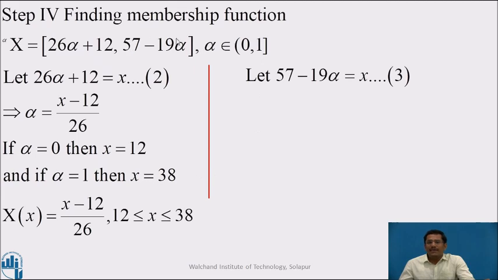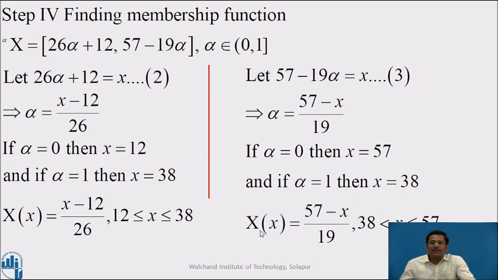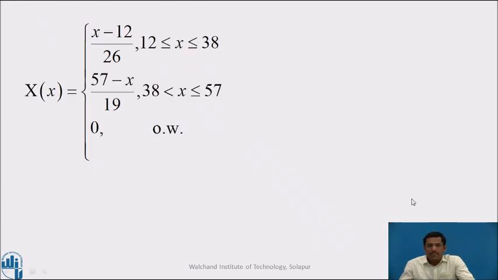Now consider the end point, equate it to x, and similarly solve for alpha. We get alpha equal to (57 minus x) upon 19. Now putting alpha equal to 0, we find x is 57, and putting alpha equal to 1, we get x equal to 38. It means that the membership function of X has one more stage of (57 minus x) upon 19 for 38 less than x less than or equal to 57. So this is the required solution of the fuzzy equation.